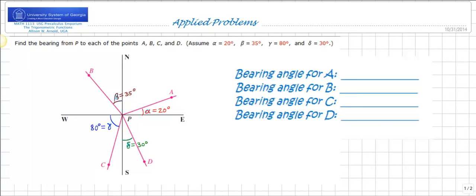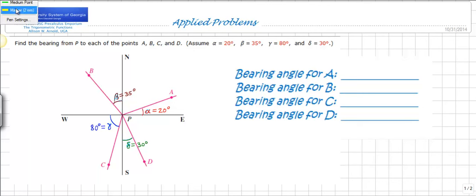We've been discussing a variety of angles in this module: angles in standard position, initial sides, terminal sides, central angles, reference angles, and all of those have been measured in very definitive ways. Now we're going to talk about a bearing angle from one point to another.